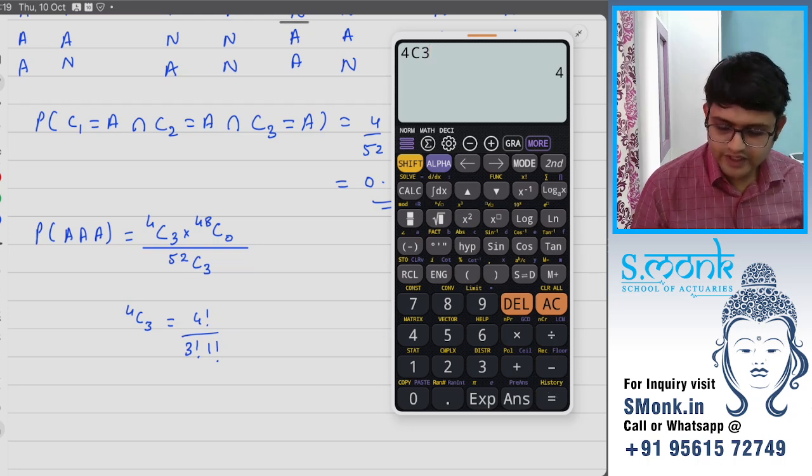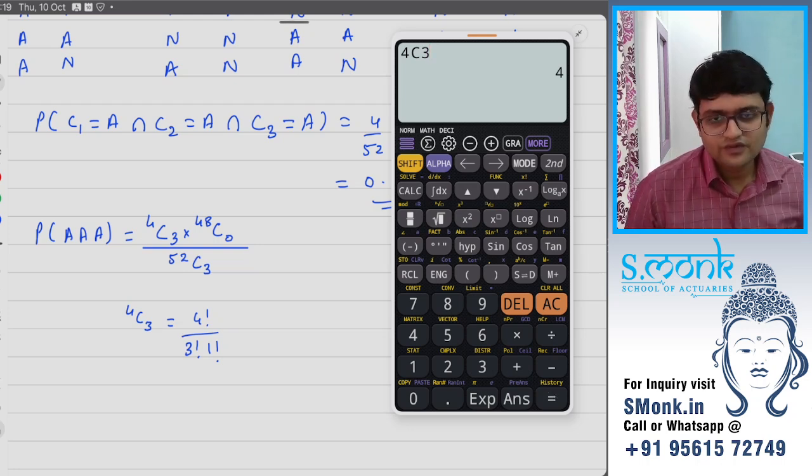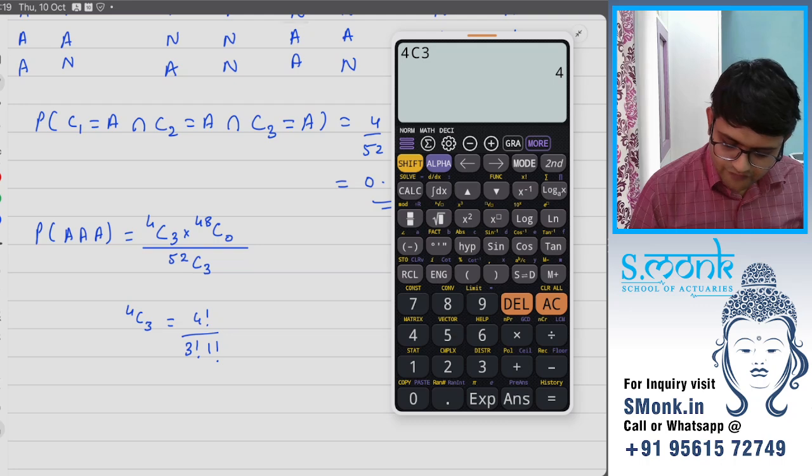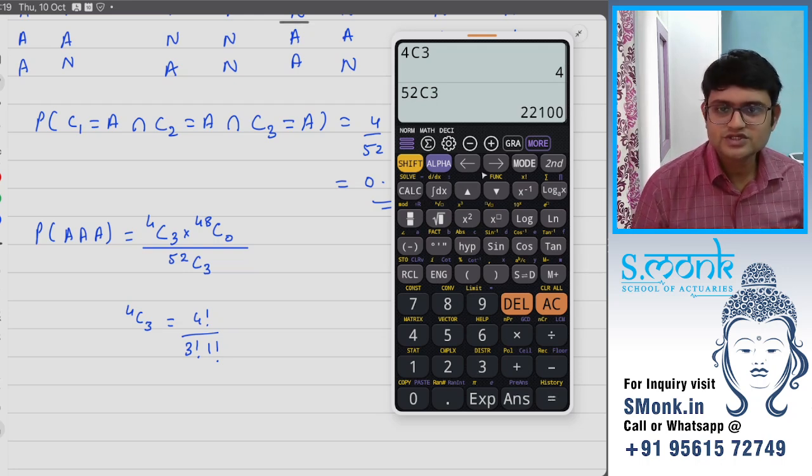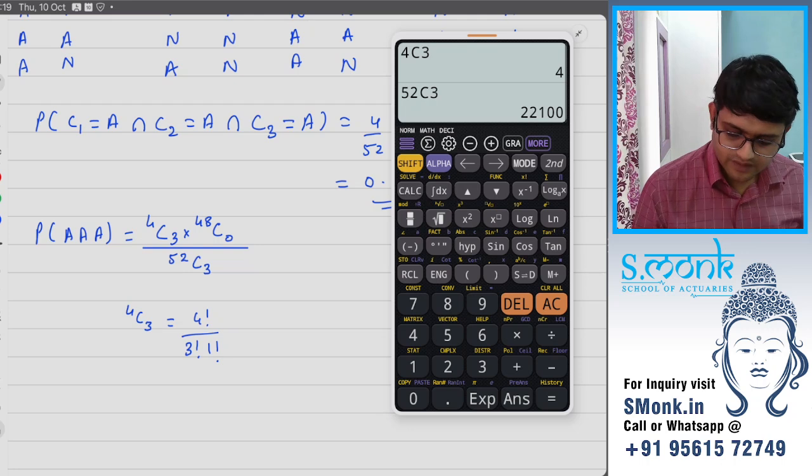When I press equal to, I get 4. 4C3 is nothing but 4. Similarly, if I want 52, shift C, so I have combination 3 is equals to this. This is 52C3, 22100. Okay. You can also get permutations.